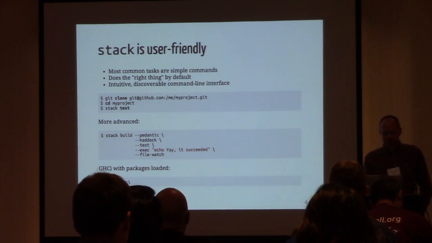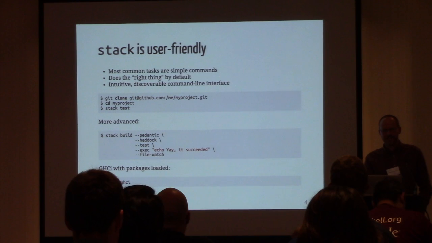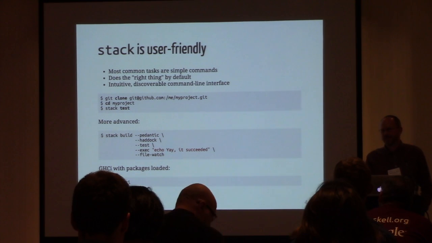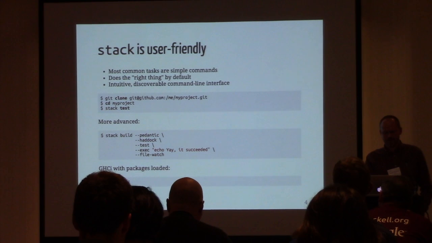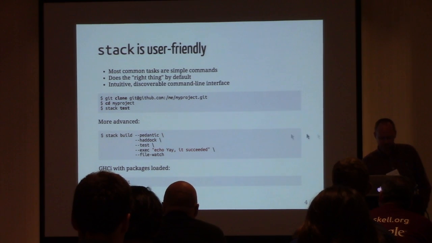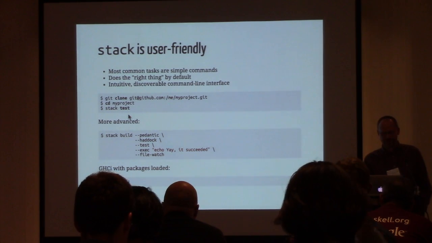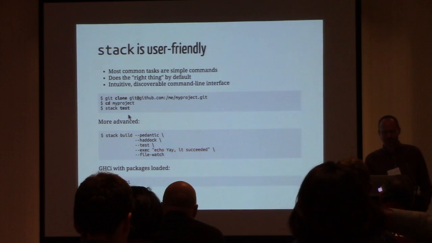So, user-friendliness. We try to make the most common things that you need to do very easy. The idea is that it does the right thing by default, so most of the time you're not going to be surprised by what it does or come across surprising behavior. We want the command line to be as intuitive as possible, to make it easy to figure out how to do new things. So here, you clone a project that has something in it, you run stack test, and it's going to run the tests. You don't have to worry about what else it's done. You don't have to worry about it interfering with something else. It just works, and your tests run.